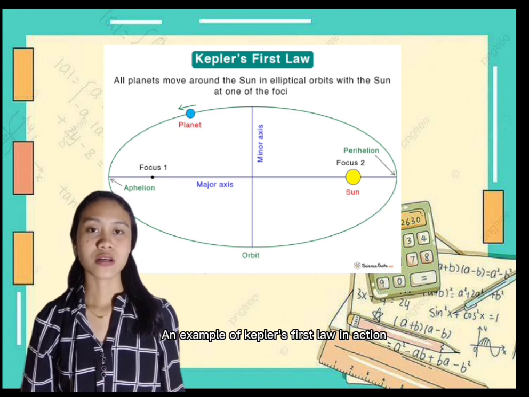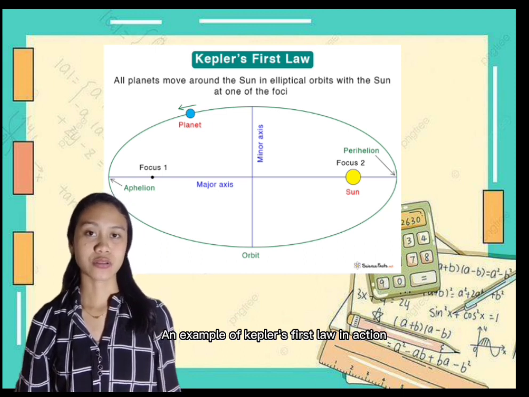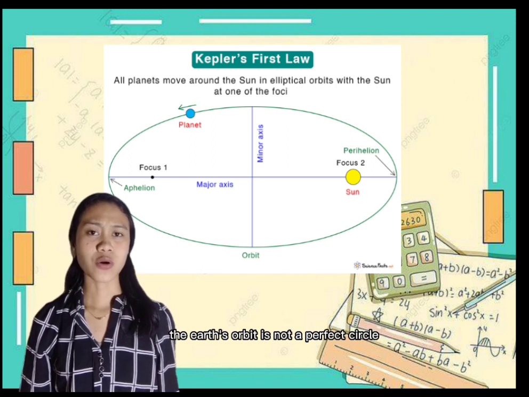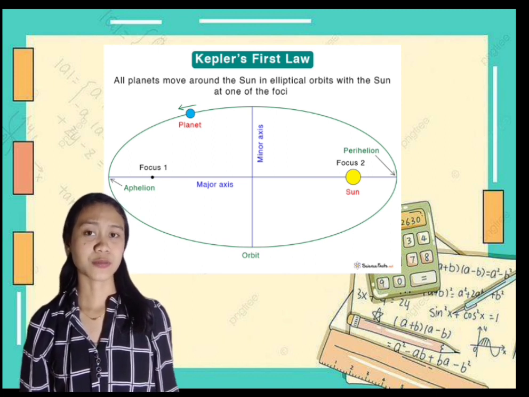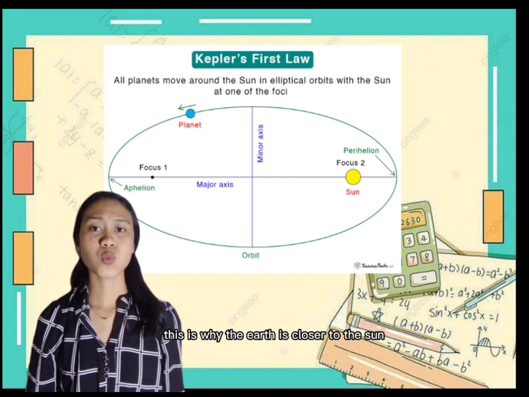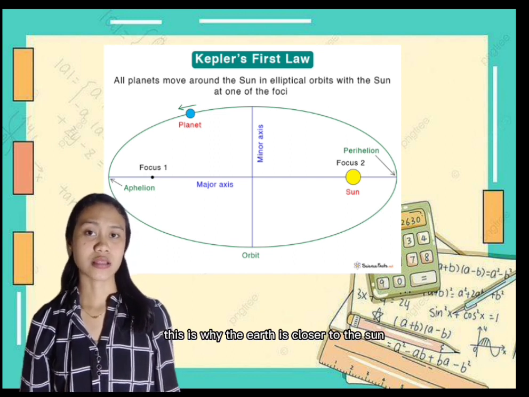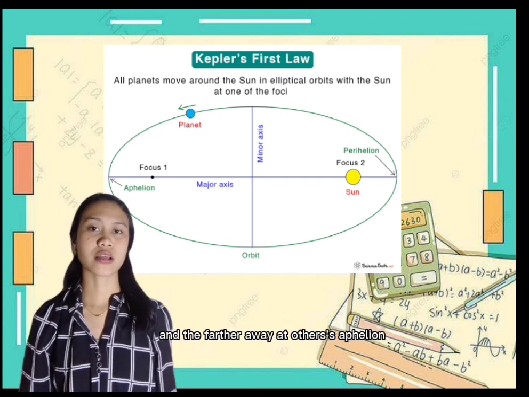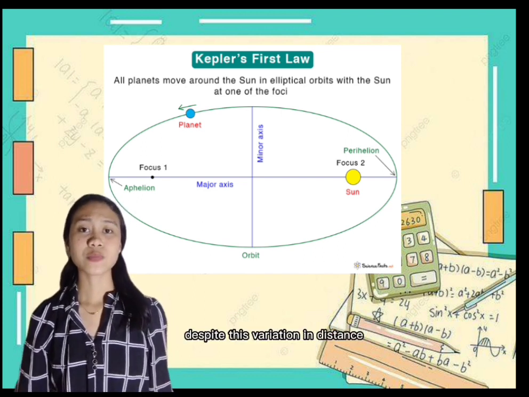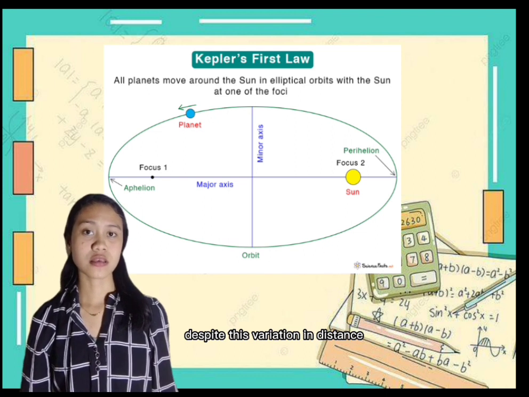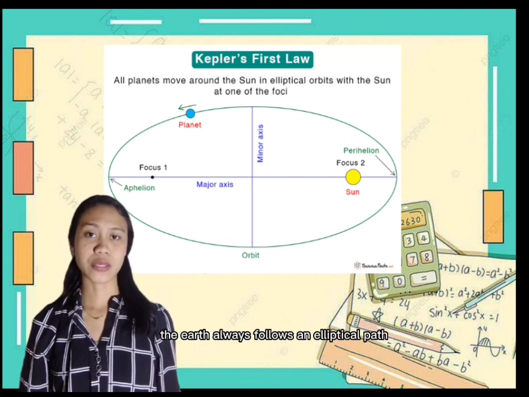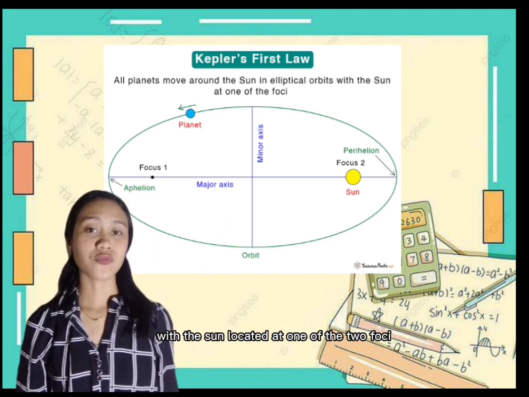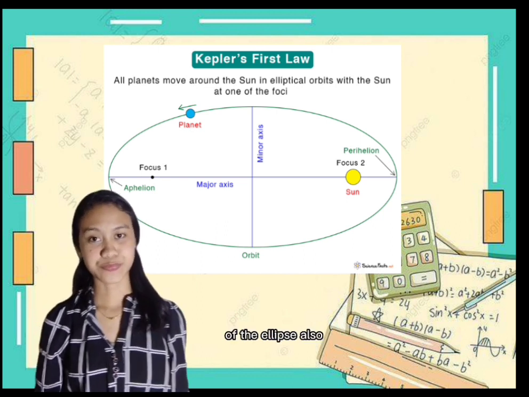An example of Kepler's first law in action is the orbit of the planet Earth around the Sun. The Earth's orbit is not a perfect circle, but rather an ellipse. This is why the Earth is closer to the Sun at some points in its orbit, perihelion, and farther away at others, aphelion. Despite this variation in distance, the Earth always follows an elliptical path around the Sun, with the Sun located at one of the two foci of the ellipse.